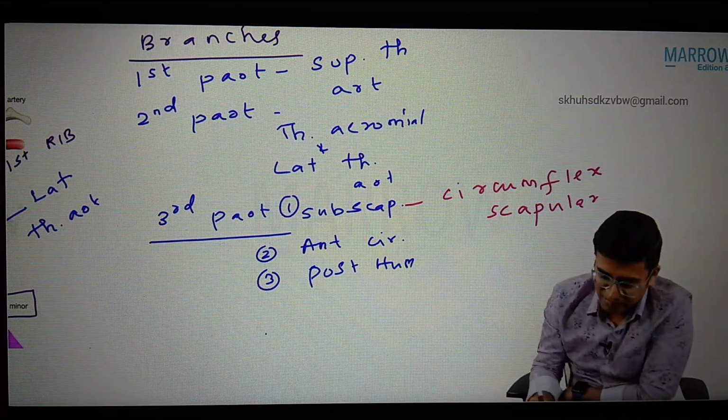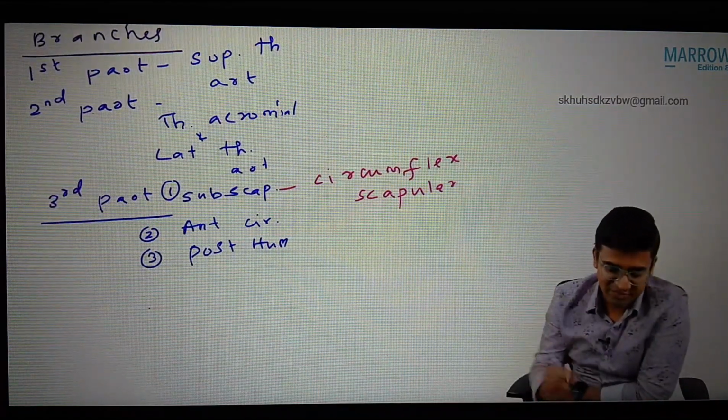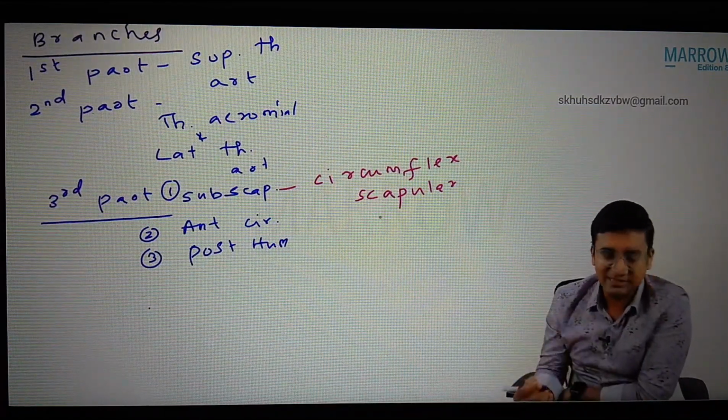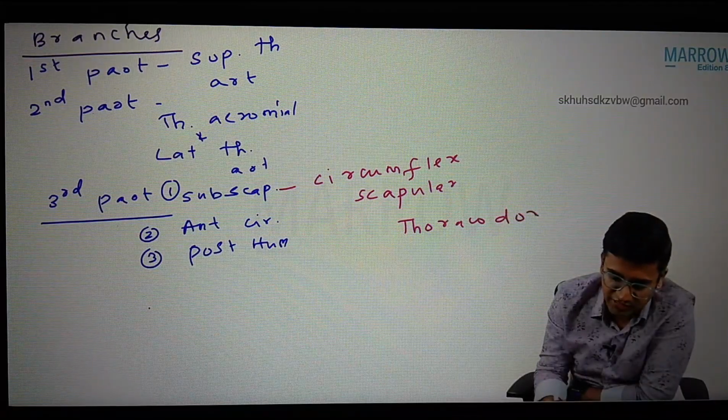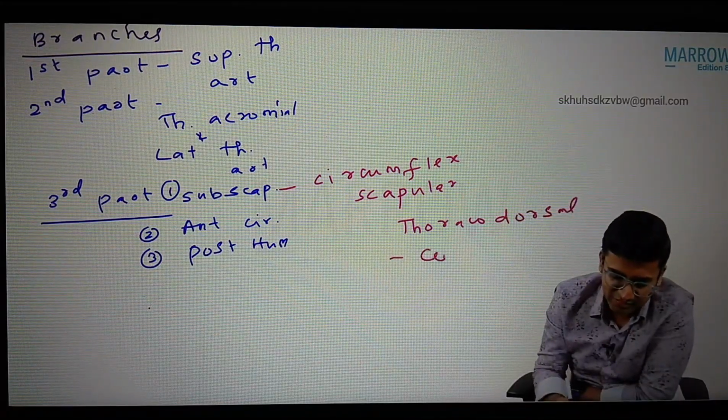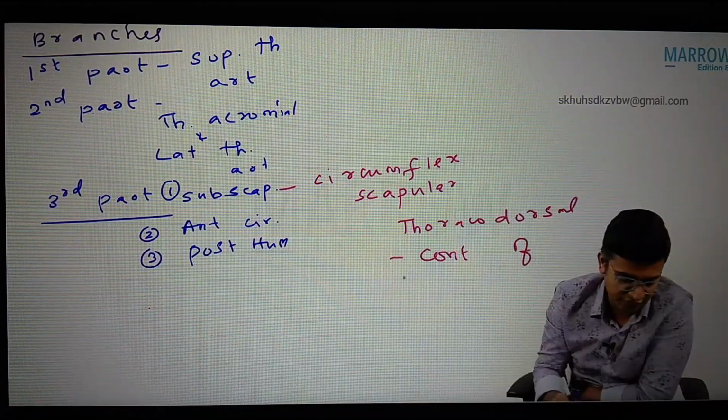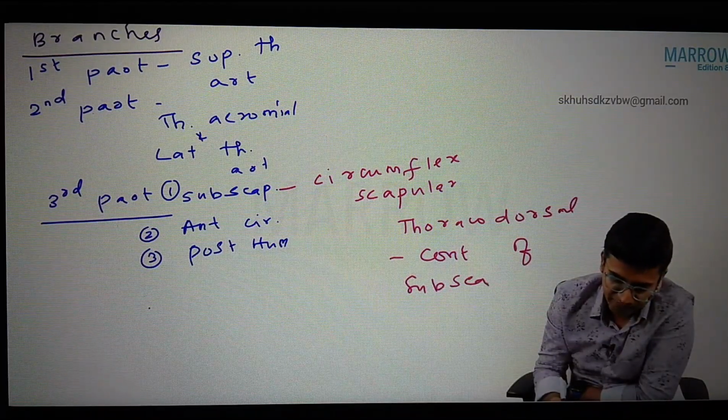Now the subscapular artery, after giving the circumflex scapular, continues as the thoracodorsal artery. So the thoracodorsal artery is nothing but a continuation of the subscapular artery.